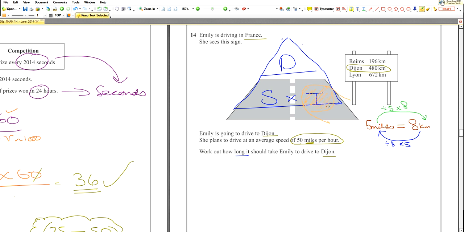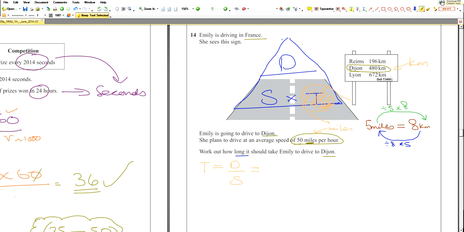That's our fingernail. Cover it up. So that's telling us time is equal to distance divided by speed. But we've got to get the units consistent. We've got kilometers here, and we've got miles here. So that's not helping at the moment. So we need to change.